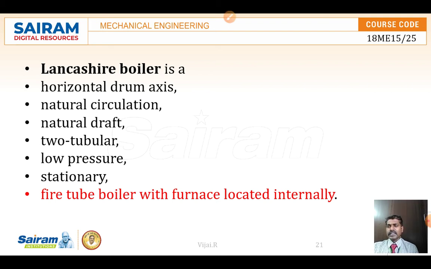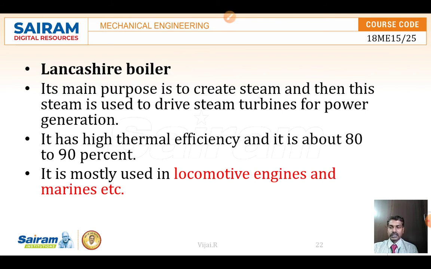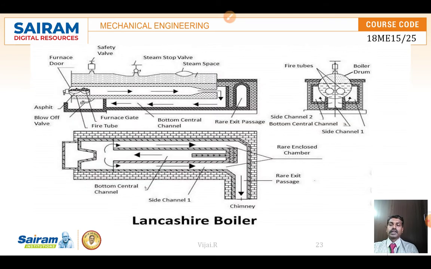By seeing this, the Lancashire boiler is a horizontal drum, natural circulation boiler. It is a natural draft, depending on the movement caused by variation in densities. The thermal efficiency is high, 80 to 90%. It is used in locomotive engines in railways, steam engines and marine engines. It creates steam by burning the fuel and passing the hot flue gases through the tubes. This is the construction.